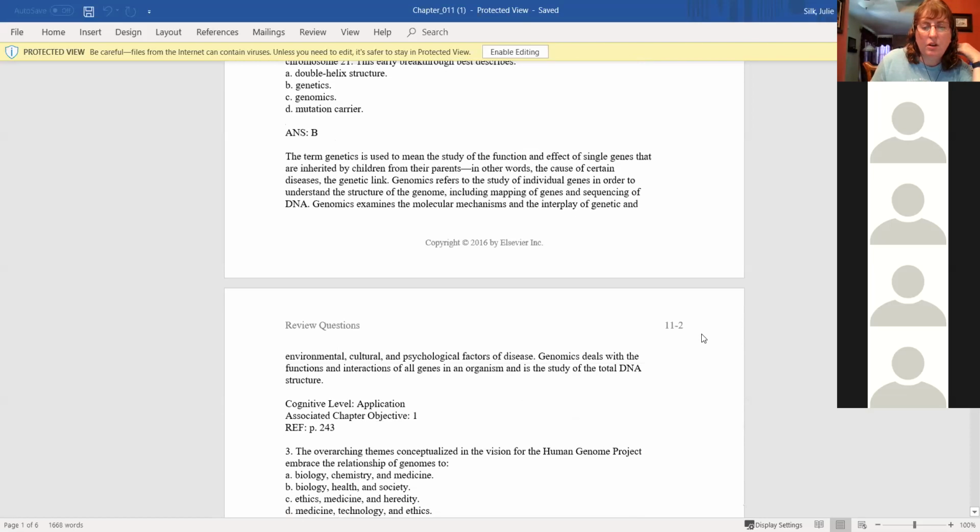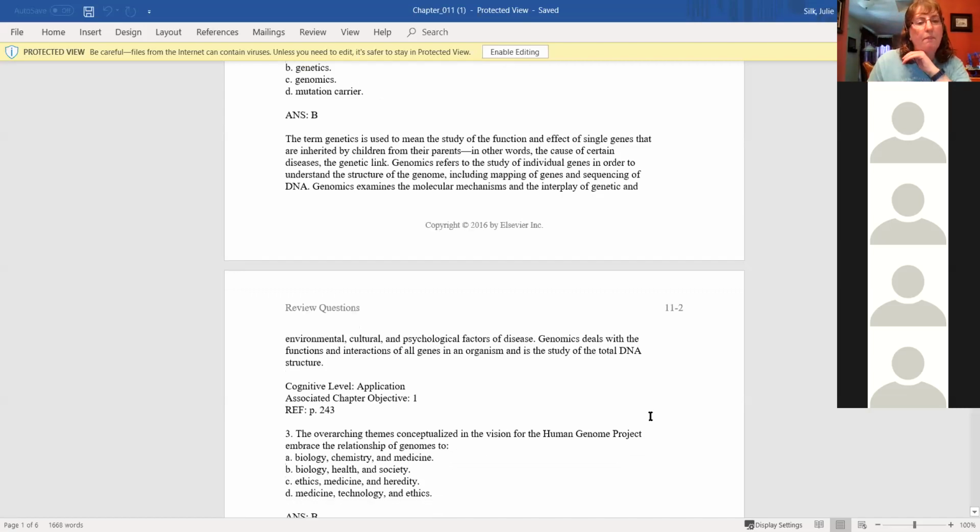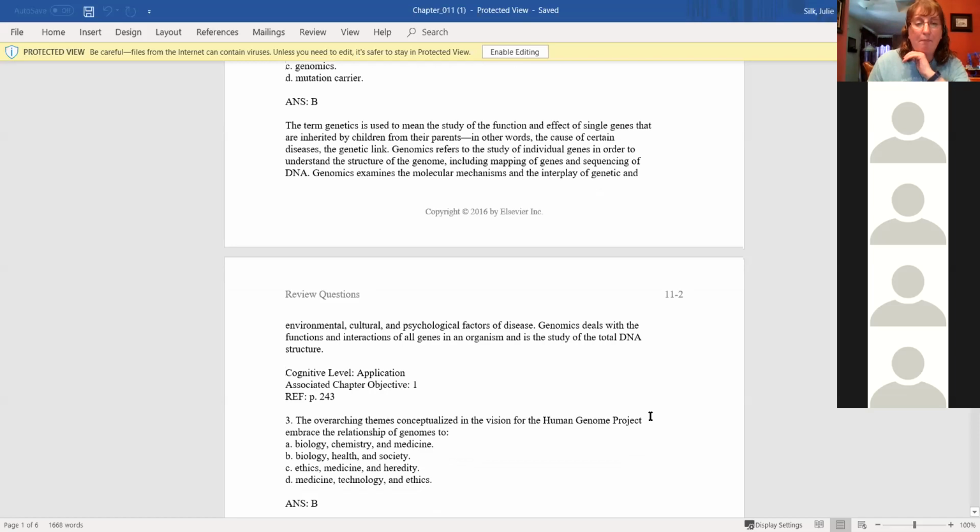Let's see if there's another one here. Here we go. The overarching themes conceptualized in the vision of the Human Genome Project embrace the relationship of genomes to what? B. Let's see. Yes, you're right. Good job.